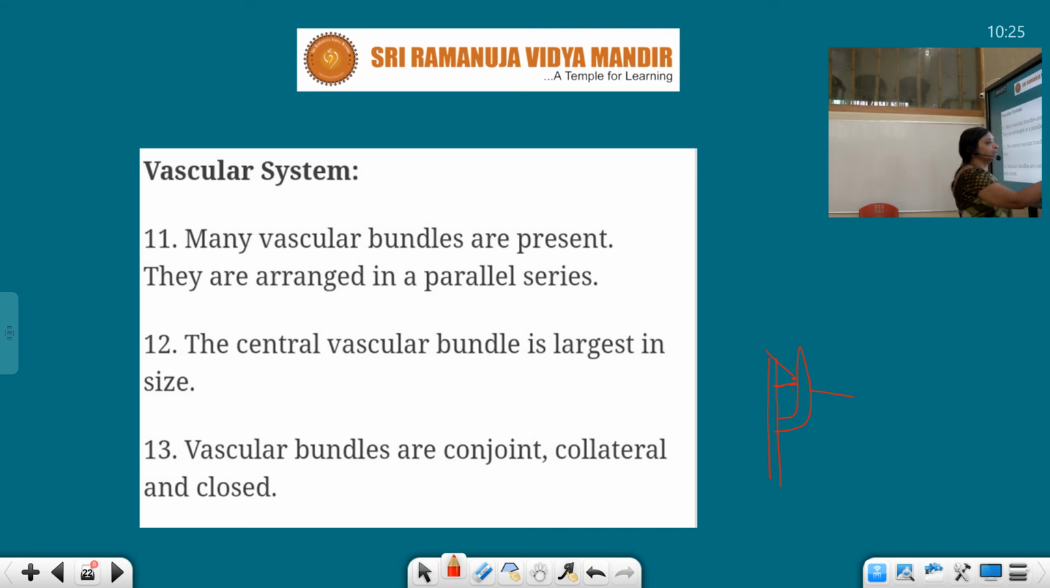So here, the venation of monocot leaf, if we observe, this is the midrib and other veins run parallel to each other, like in this manner.